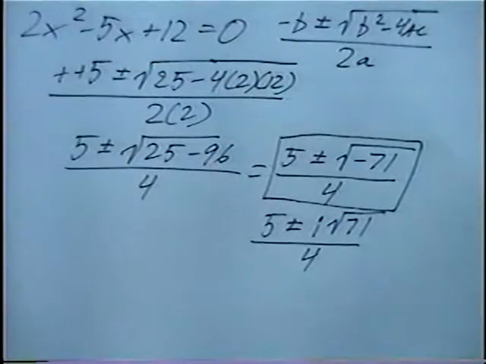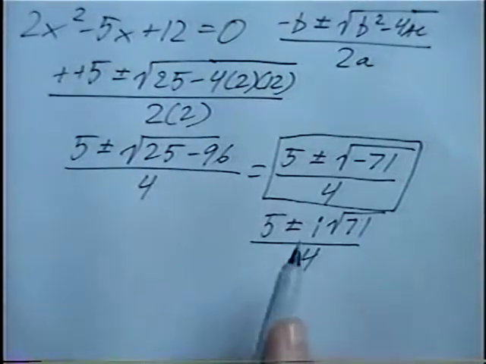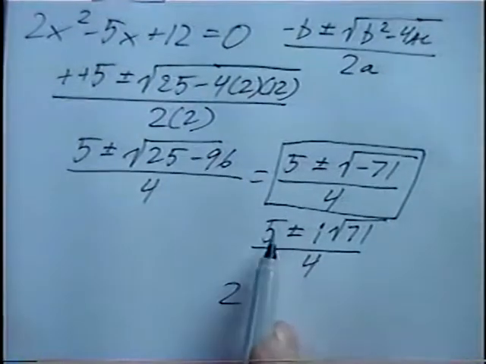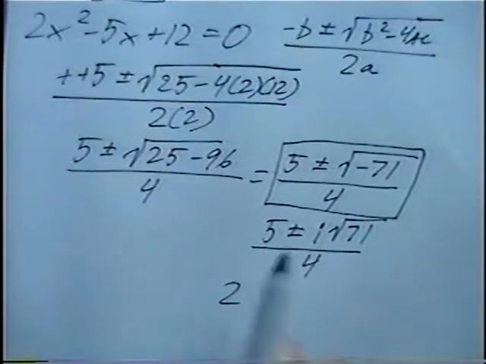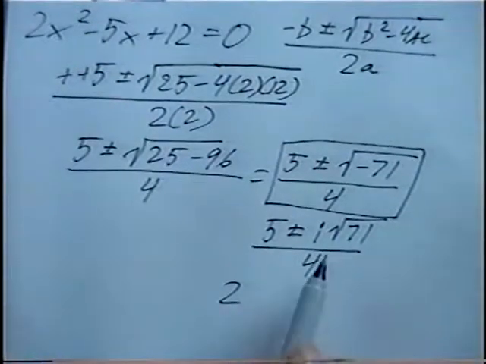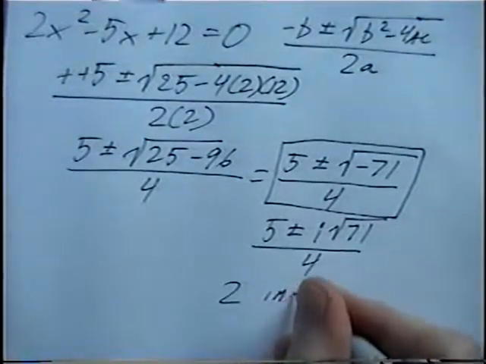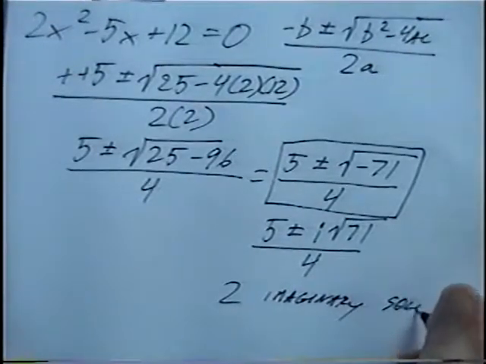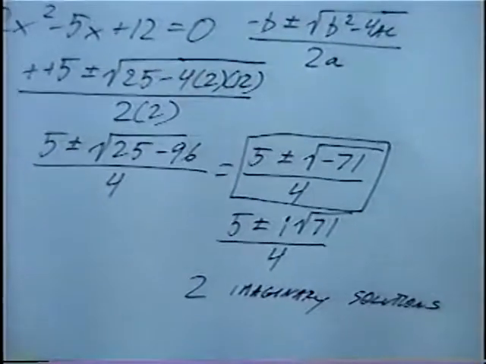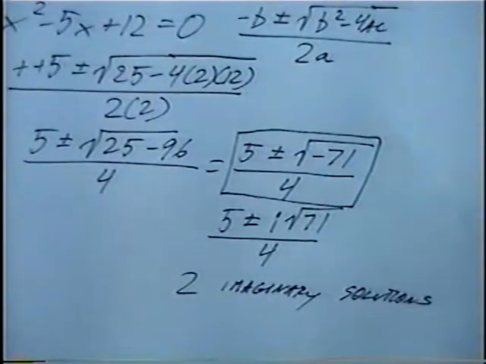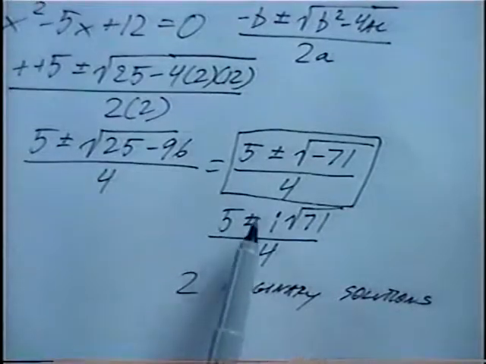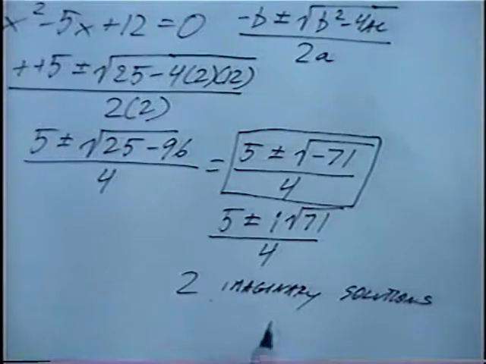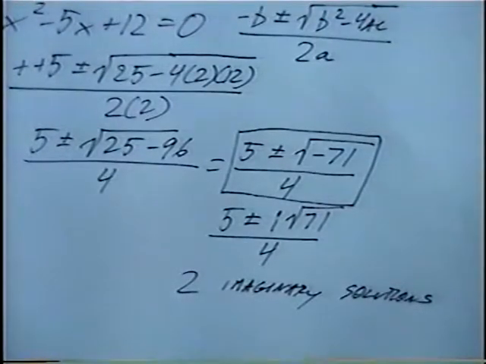The other question is to state the number and type of roots. This question we have two solutions. Plus or minus makes it two solutions. 5 plus i is one solution. 5 minus i is the second solution. They both have i, so they're both imaginary. So two imaginary solutions. So again, the answer to the question is 5 plus or minus i square root 71 over 4, and the number and type of roots is two imaginary solutions.